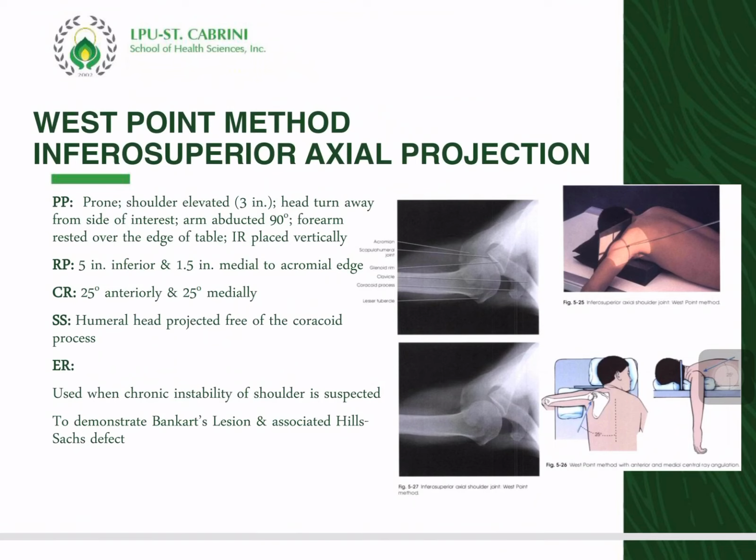The central ray is directed at a dual angle of 25 degrees anteriorly and 25 degrees medially. This will enter approximately 5 inches inferior and 1.5 inches medial to the acromial edge and exit at the glenoid cavity. This will visualize bony abnormalities of the anterior inferior rim of the glenoid in patients with instability of the shoulder. It is also used to demonstrate the Bankart lesion and the associated Hill-Sachs defect.